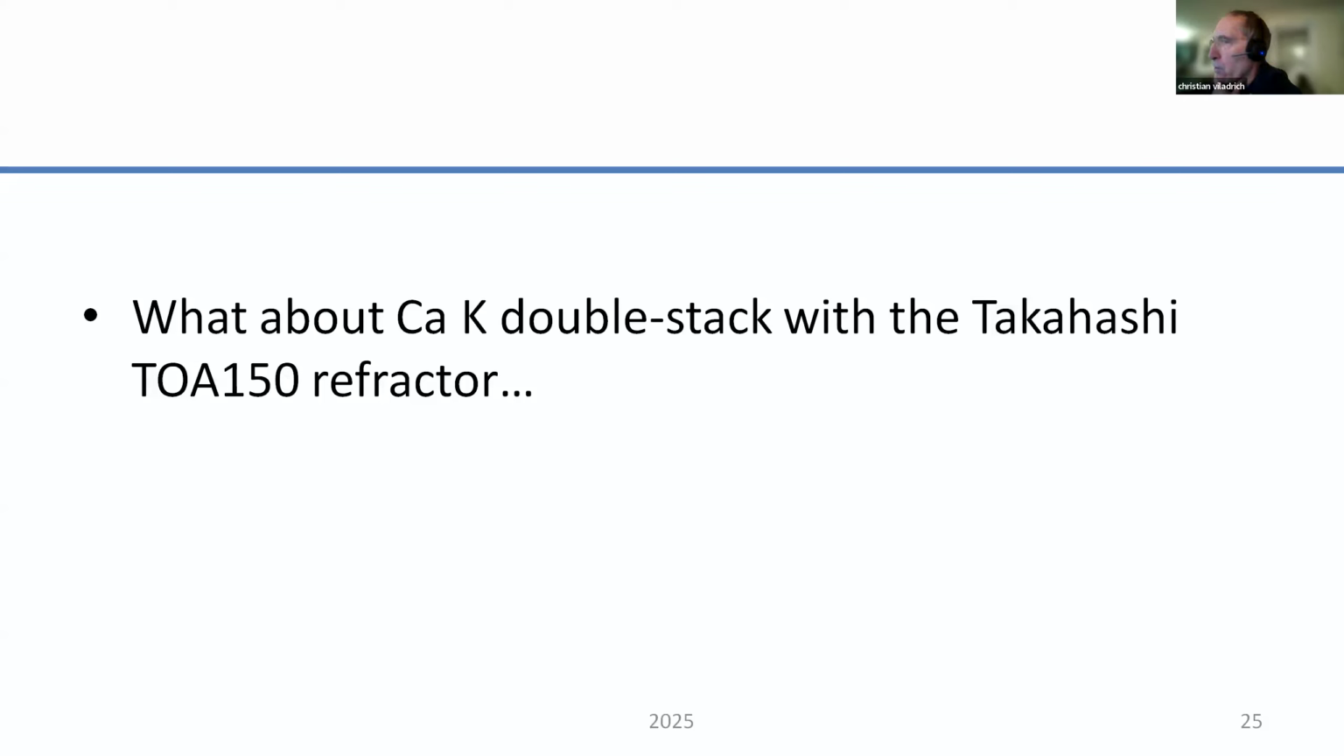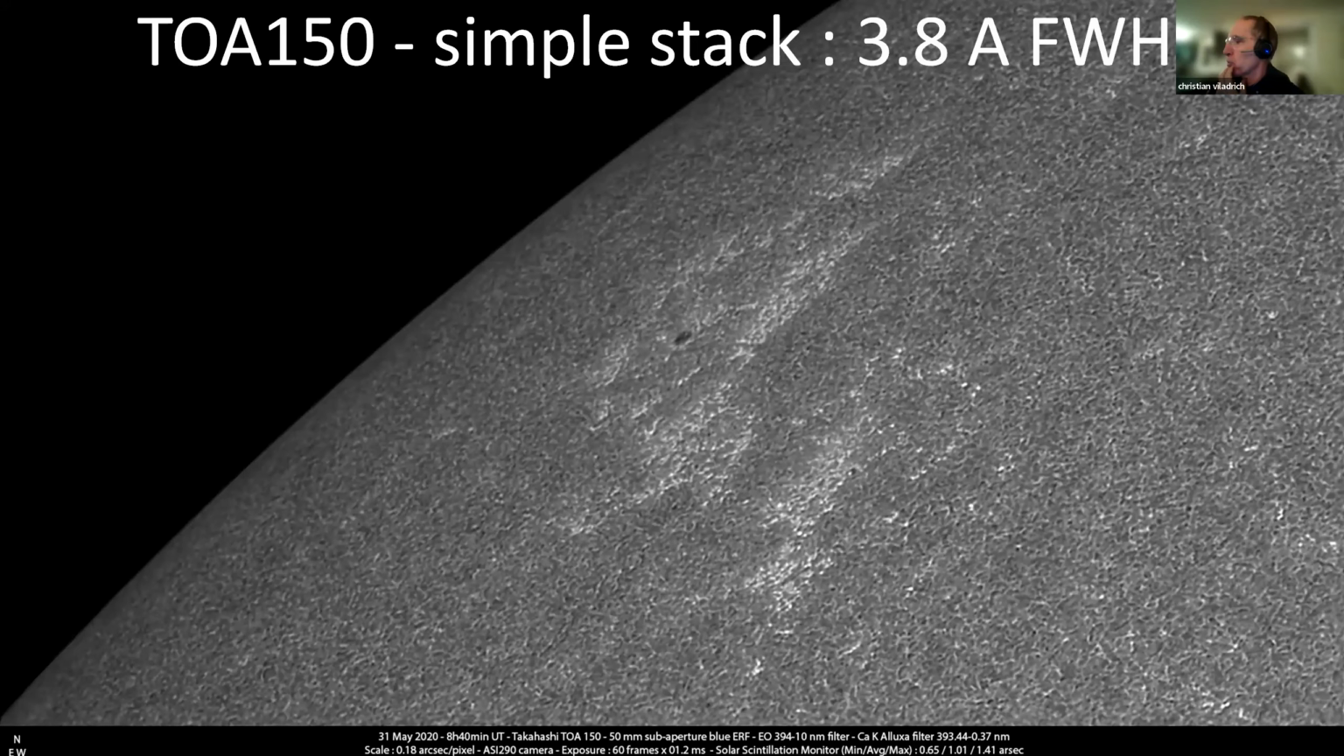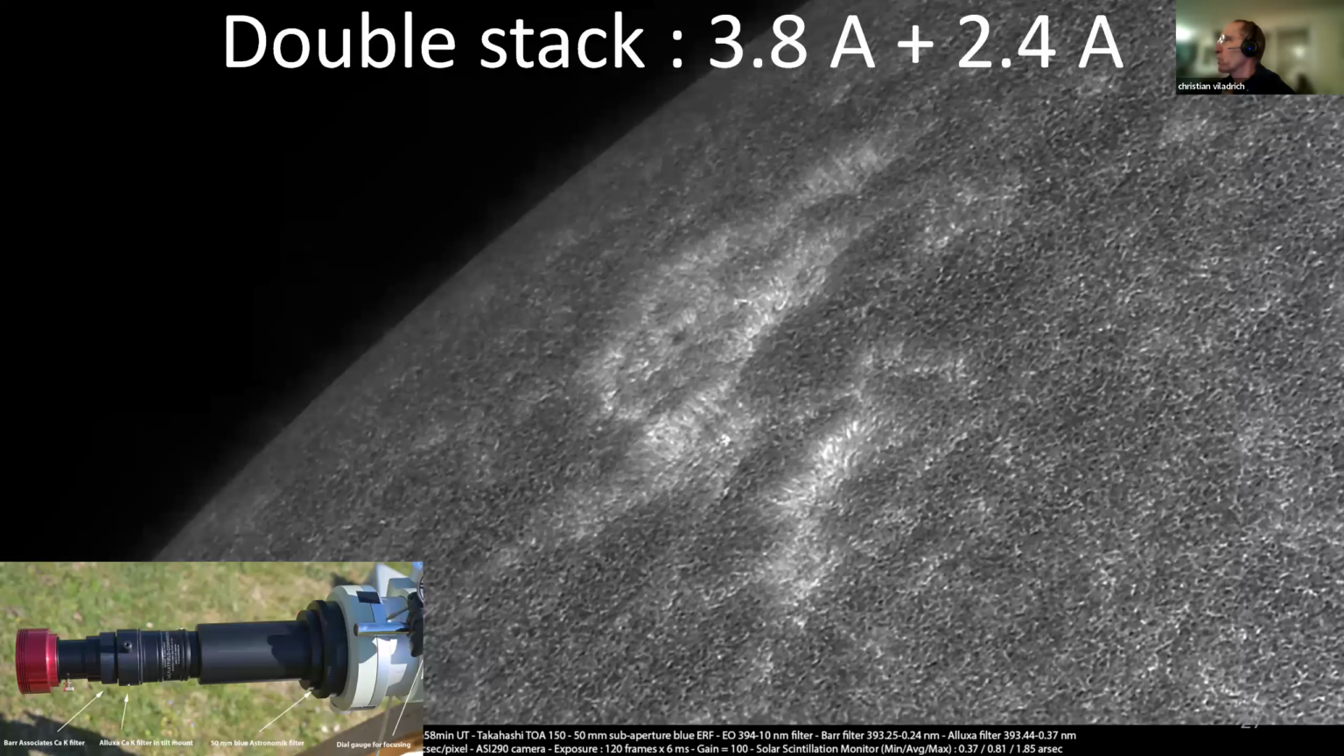I would now like to show you some images in double stack, just to show you the result of this. This is calcium. We can see the reverse granulation. The centers of the cells are dark, and the frontiers, the edges, are bright. So this is 3.8 angstrom.